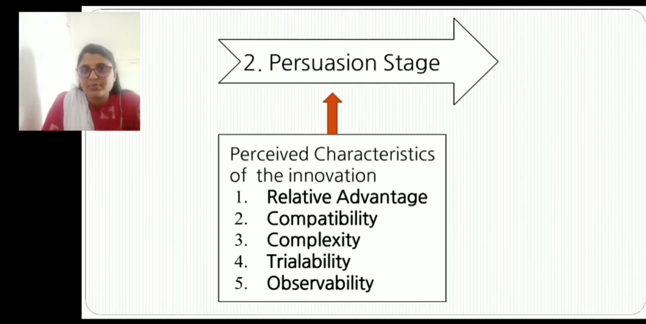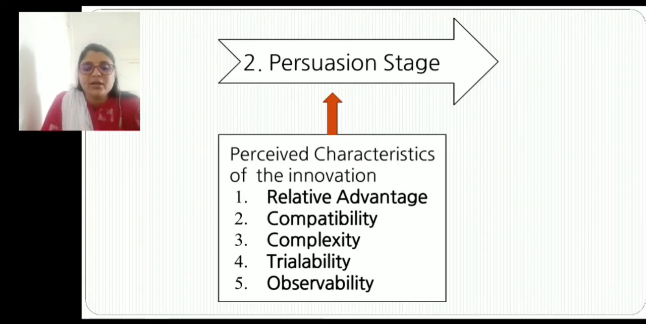Then the persuasion stage. What is this persuasion stage? Here you form your favorable or unfavorable attitude towards the innovation, meaning whether it is favorable to your condition or not. We already discussed the attributes of innovation in the previous class. When you make a favorable or unfavorable attitude towards a particular innovation, it requires some attributes: relative advantage, compatibility, complexity, trialability, and observability. I will explain briefly what each of these is.